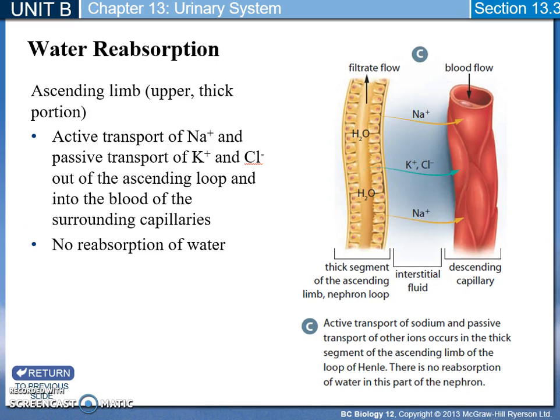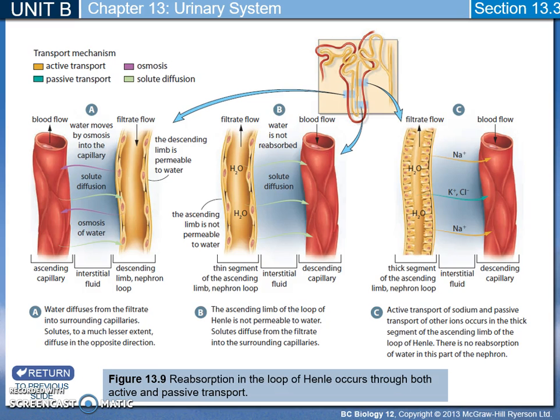So also with the ascending limb, the upper thick portion of the ascending limb, we have active transport of sodium and passive transport of potassium and chloride out of the ascending loop and into the blood of the surrounding capillaries. No reabsorption of water. And here they are all summarized together.